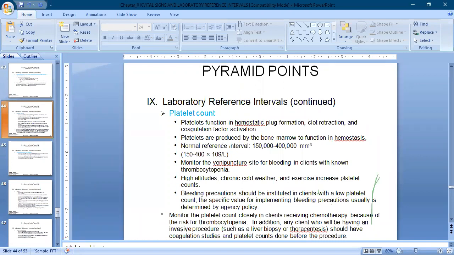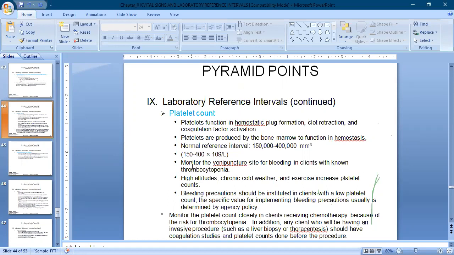Platelets are produced by the bone marrow. As I told you, bone marrow can produce red blood cells, white blood cells, and platelets. So if a patient has a bone marrow disease, all of the cells go down, and this is called pancytopenia. Pan means all cells. So platelets are produced by the bone marrow, and this is the normal range of platelets.